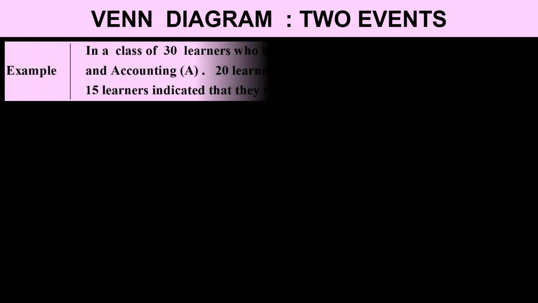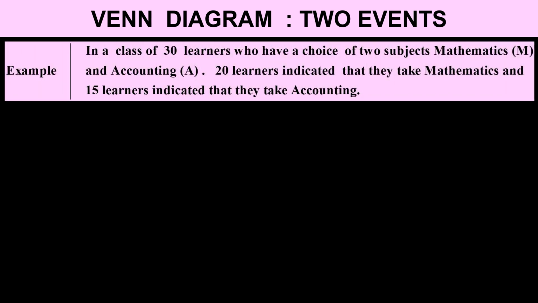To explain what a Venn diagram is, I'm going to use an example. We're going to take one where we have 2 events first. So let's take an example. We have a class of 30 learners who have a choice between mathematics and accounting. 20 of the learners indicated they take mathematics, while 15 learners indicated they take accounting.